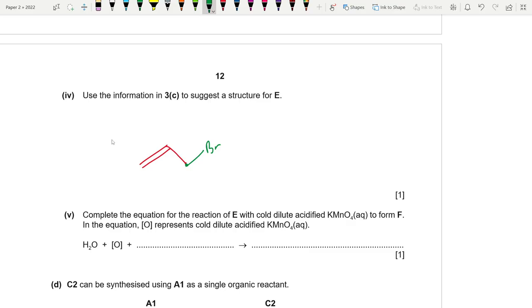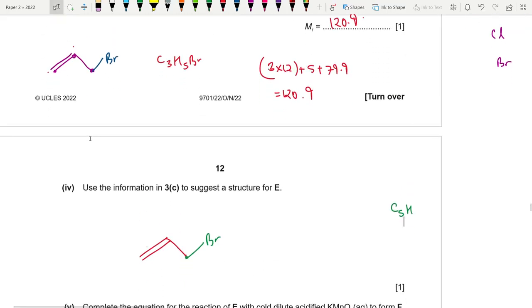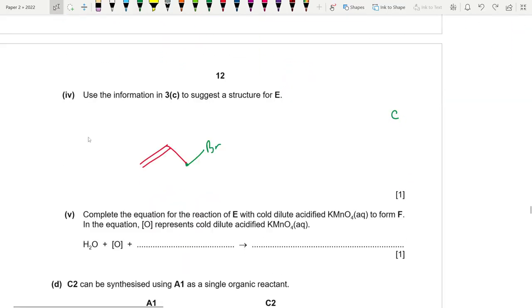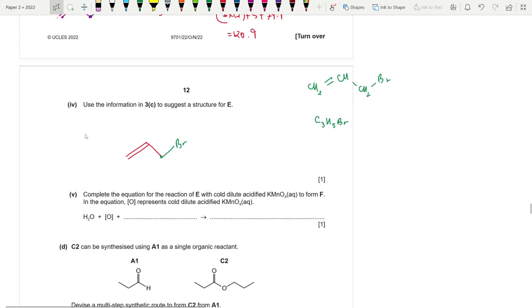Anyway, whatever, let's try to complete this equation. So we had C3H5Br, or this compound basically, CH2=CH-CH2Br. What happened was, this was oxidized. It formed this diol over here, CH2OH-CHOH-CH2Br. Now, how did this happen really?